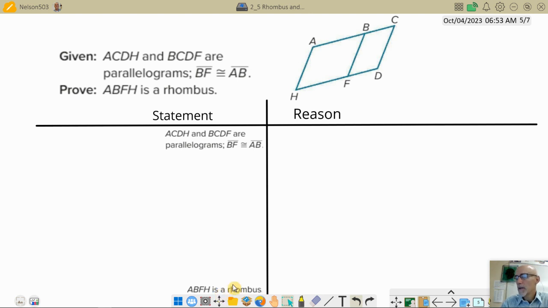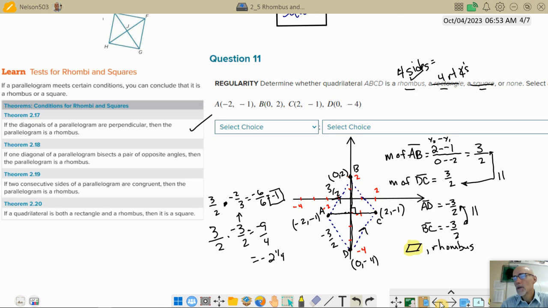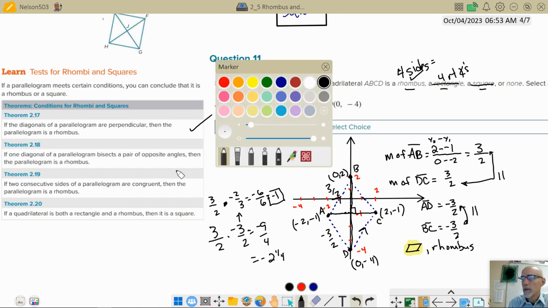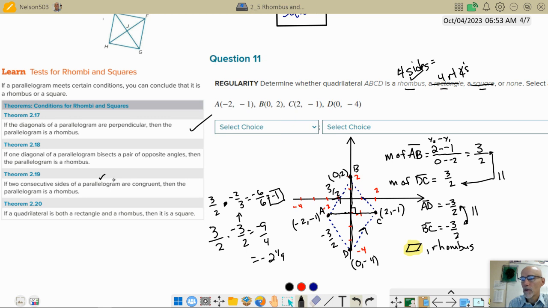All right. And in my last video, I said what we want to use to prove that it is a rhombus on this particular problem is: consecutive sides of a parallelogram are congruent, then we have a rhombus. Okay, so let me put a little check mark right here by parallelogram. That's the first thing I'm going to try to show in my proof.